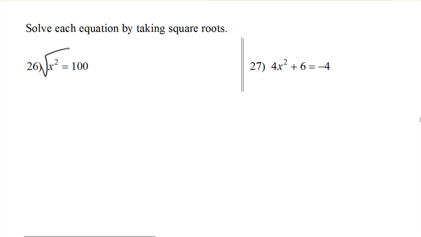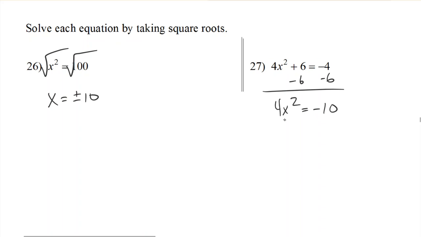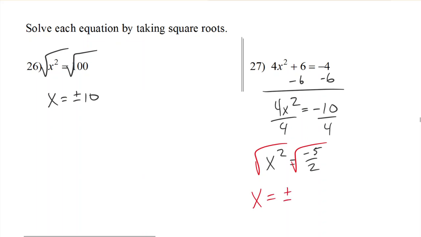26, solve by taking the square roots. Square root, x equals plus or minus 10. Subtract 6, 4x squared equals negative 10. Divide by 4. X squared equals negative 5 halves. Take the square root, and x equals plus or minus i times the square root of 5 halves, to make out that negative 1, right?